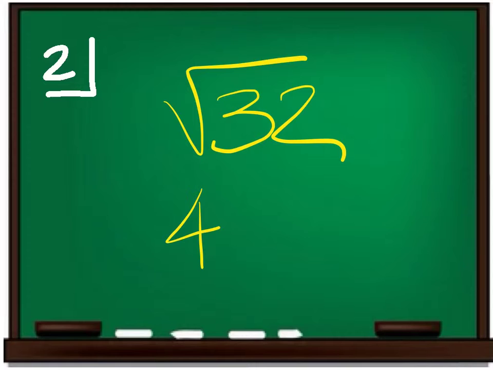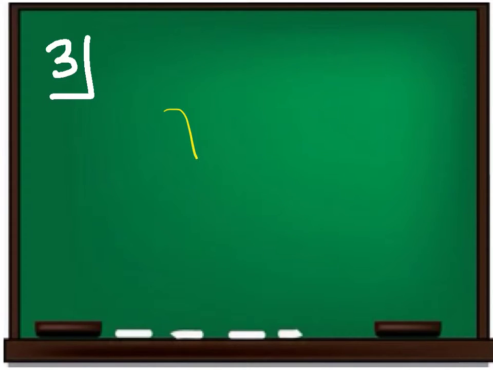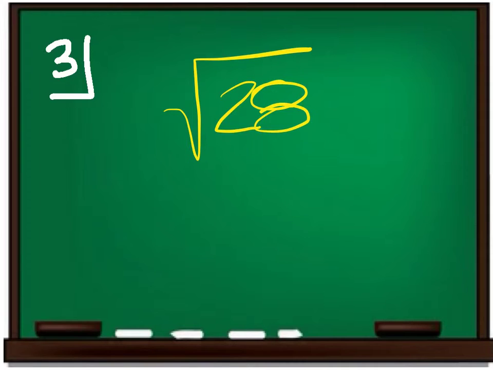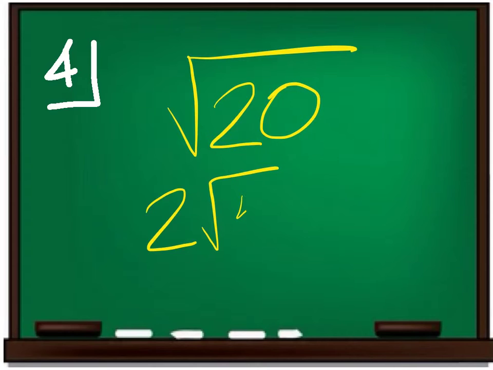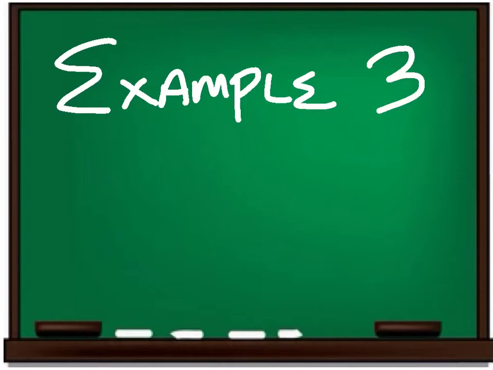This one should be 4 square root of 2. It breaks up as 16 and 2. This one is 2 square root of 7. Should be 2 square root of 5. Here's another example.